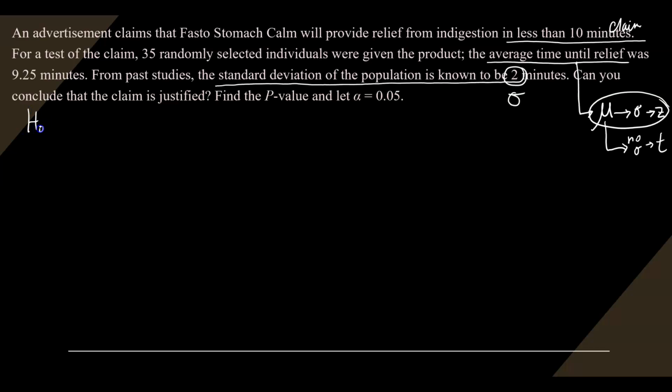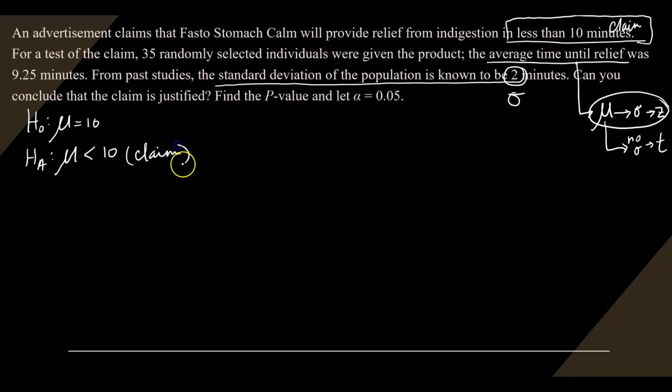And hopefully you did. My null hypothesis in this case is that mu is 10. Remember that this is the status quo. My alternative is that mu is actually less than 10, and this is my claim. And my alpha is 5%, as they give me over here.